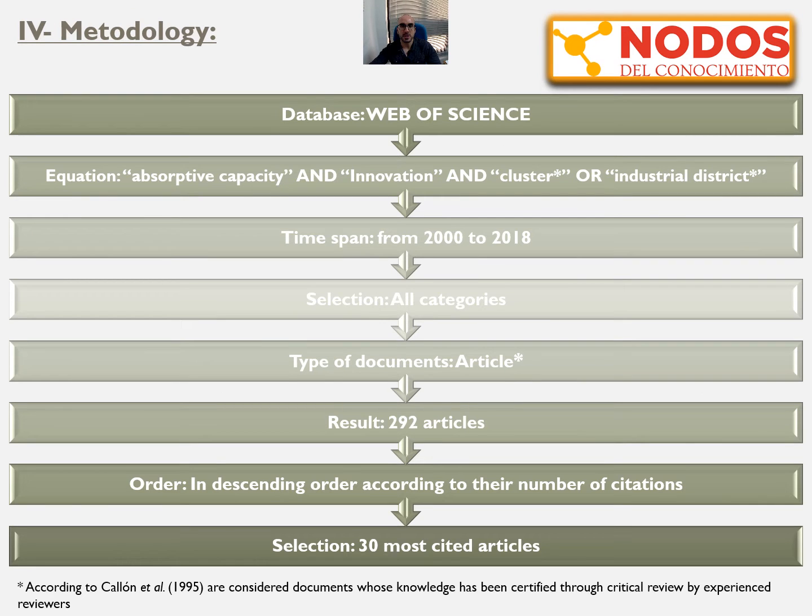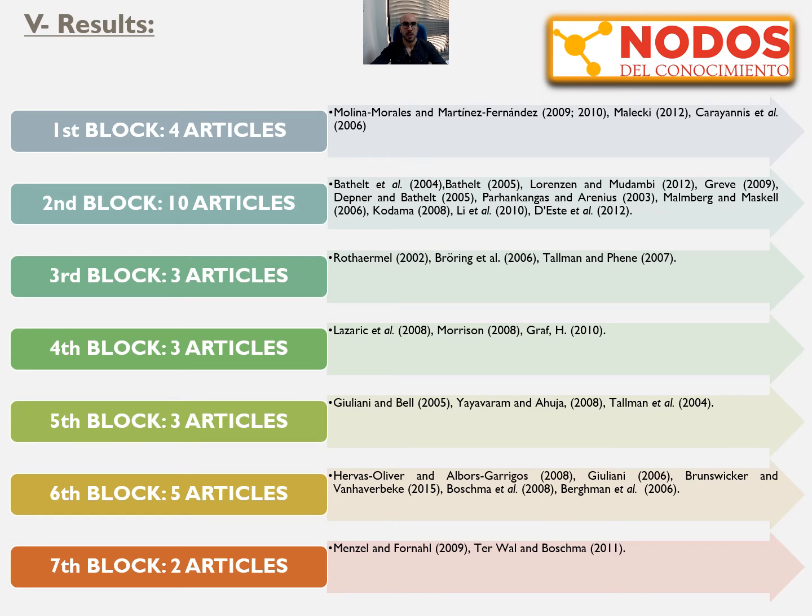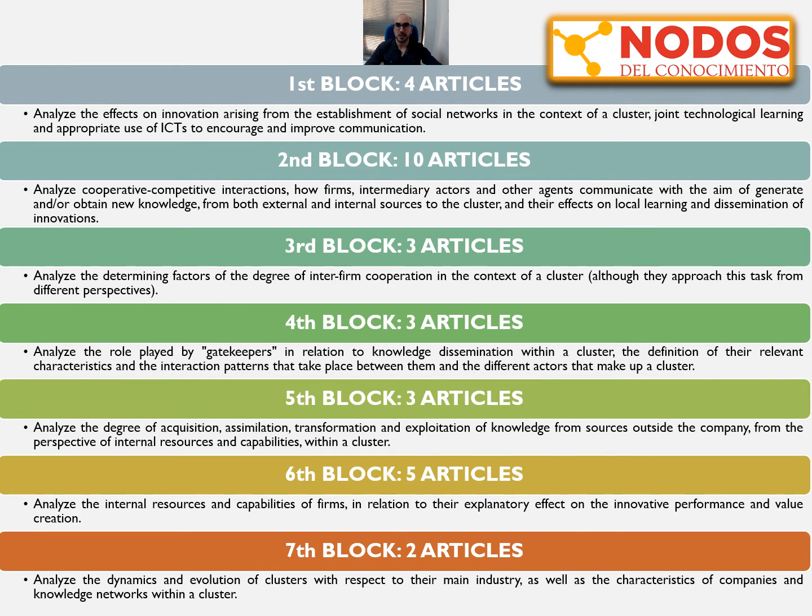With regard to the methodology, the 13 most cited works have been selected from Web of Science database, using the equation shown, for the period from 2000 to 2018. Once analyzed, they have been grouped in 7 blocks according to the similarity of their main objective. Subsequently, their conclusions have been examined in order to identify the main factors proposed as drivers of the degree of generation and use of knowledge from the environment by companies. According to the results, this is the distribution in 7 blocks of the 30 works analyzed.